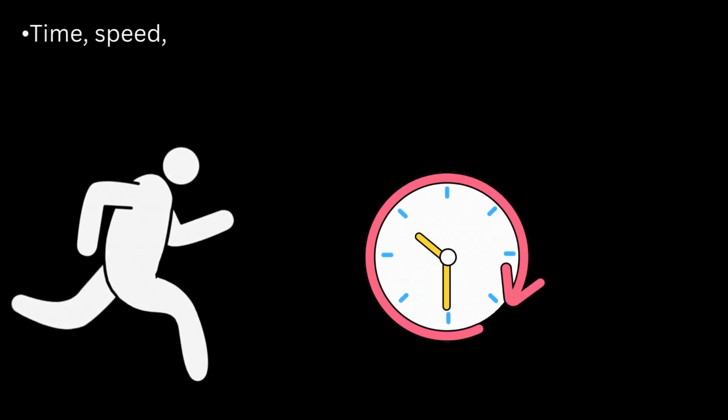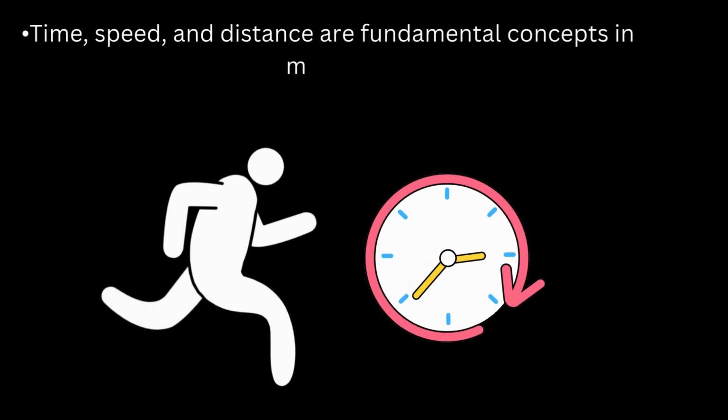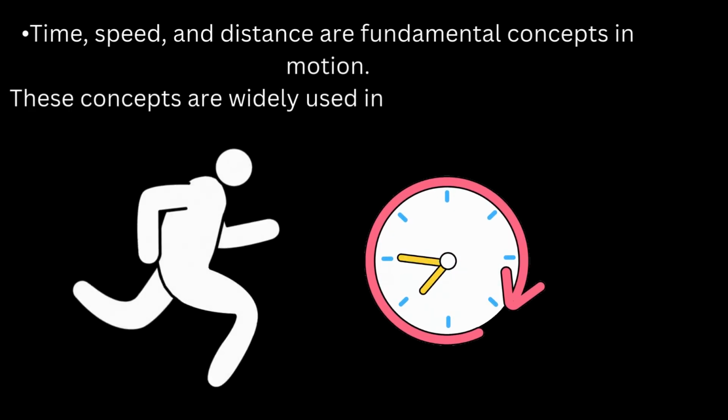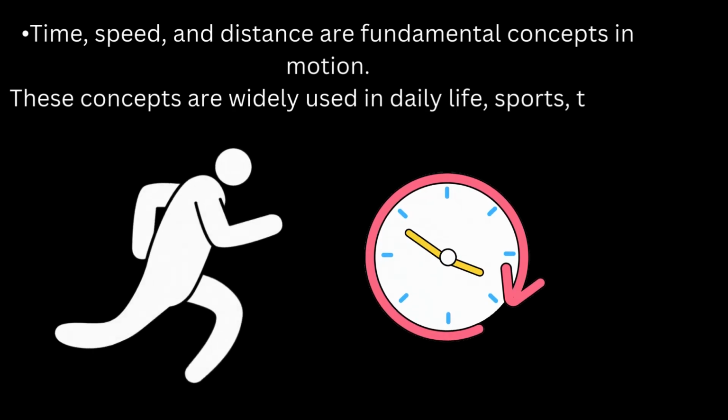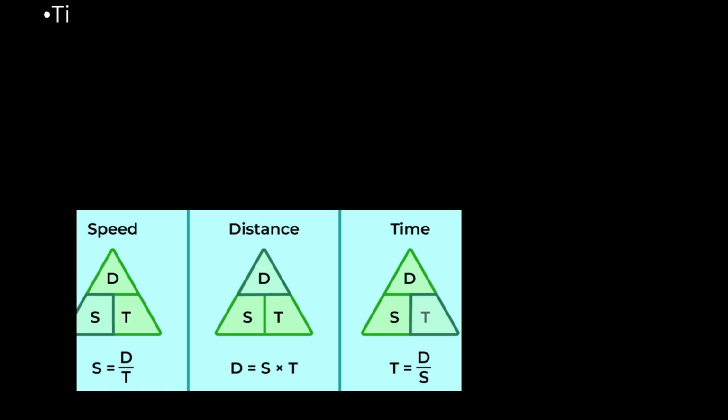Time, speed, and distance are three fundamental concepts in motion. These concepts are used in our everyday life, such as traveling duration, calculating vehicle speed, and analyzing our running performance. So let's see the relationship among them.